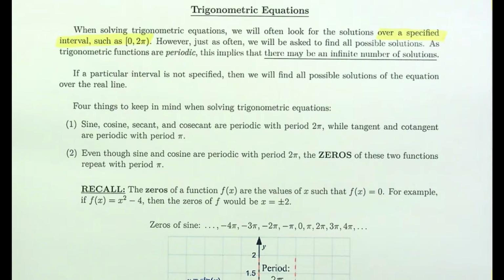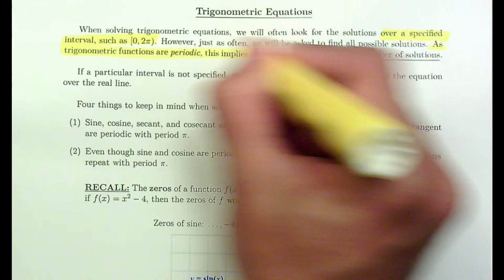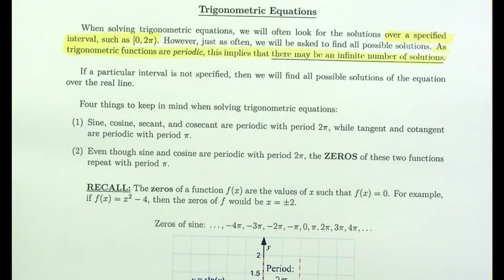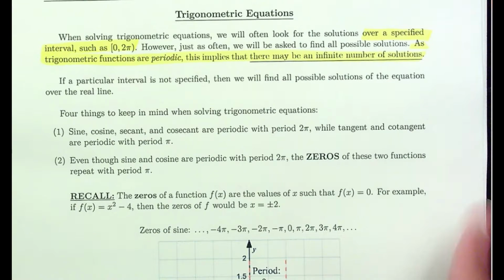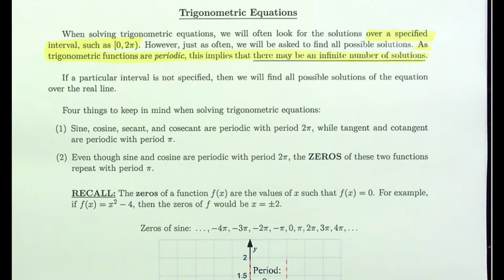However, just as often, we will be asked to find all possible solutions over the entire real line, not just the interval from 0 to 2 pi. And because trigonometric functions are periodic, meaning remember, that means they repeat themselves, there are typically infinitely many solutions. There's an infinite number of solutions. If a particular interval is not specified, then we're going to understand that they mean find all possible solutions over the entire real line.